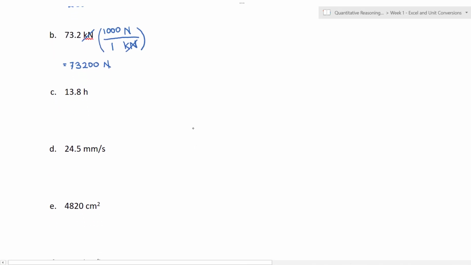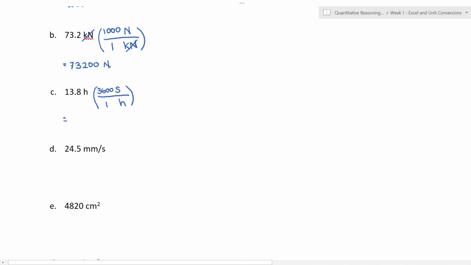Next we have 13.8 hours. The SI unit for time is not hours, it's seconds. So I'm going to cancel out my hours by putting hours in the denominator and replace it with seconds. In Canada, seconds is just an S, not SEC. Now how many seconds are in 1 hour? We did this in the previous question. There's 60 seconds in a minute, and there's 60 minutes in an hour. So there's 60 times 60 seconds in an hour. So that would be 3,600 seconds in 1 hour.